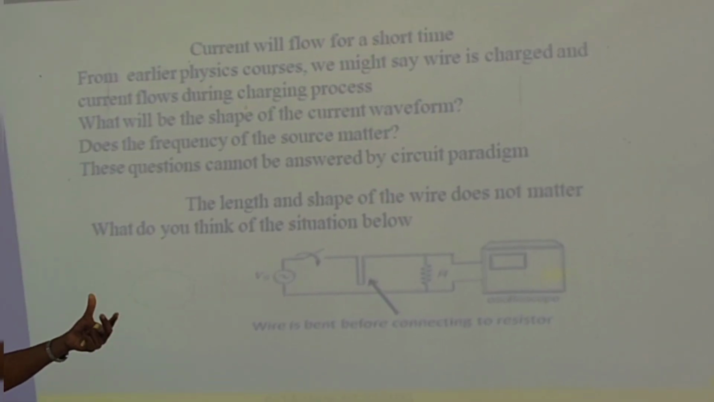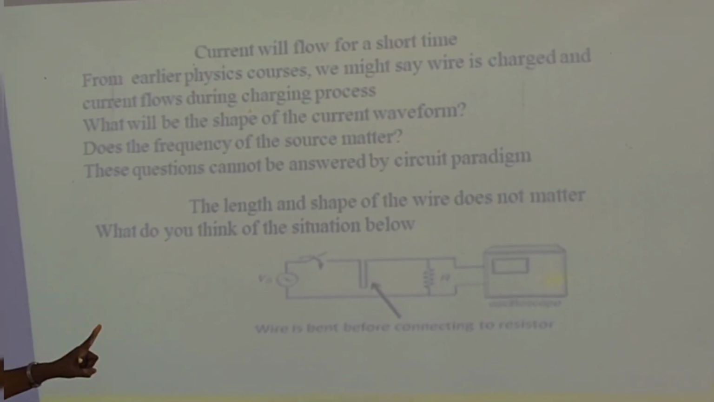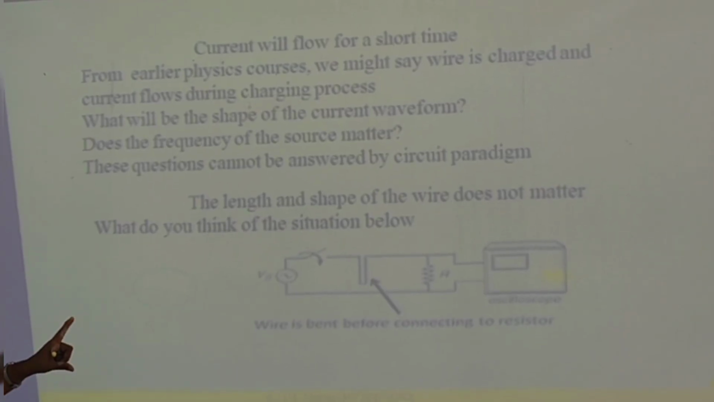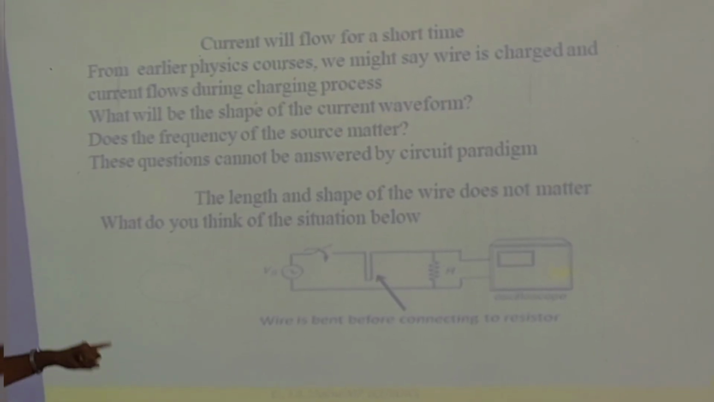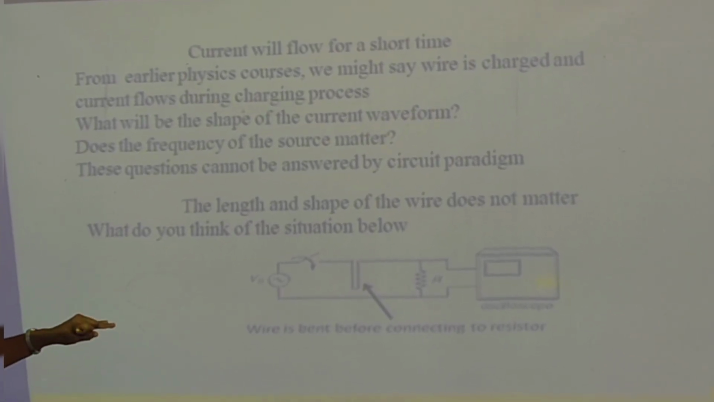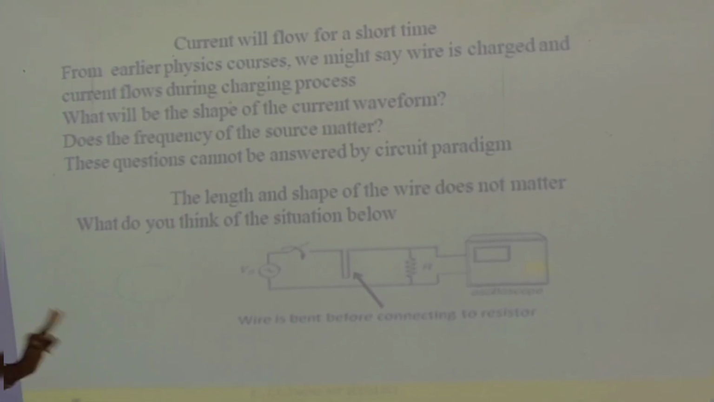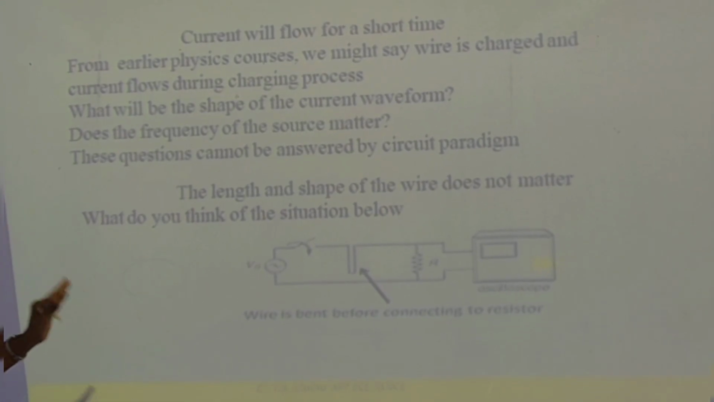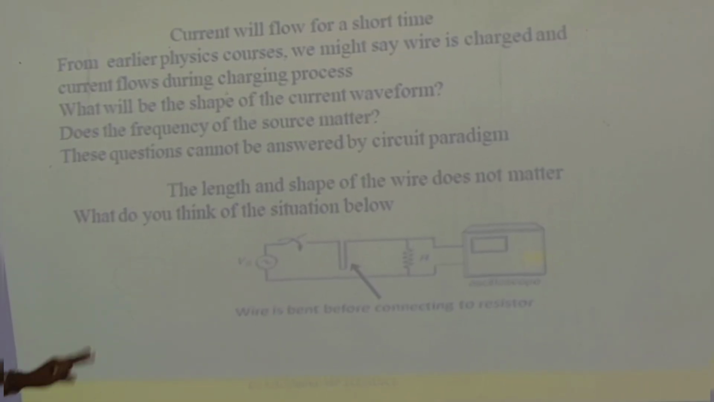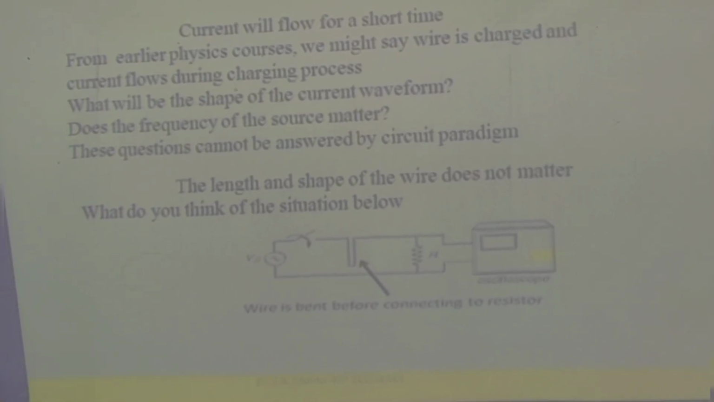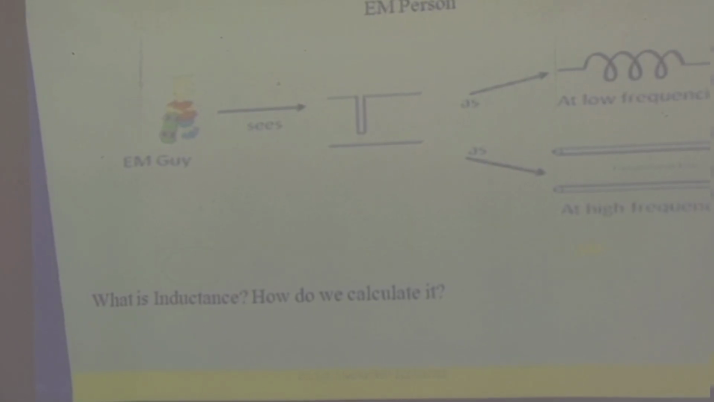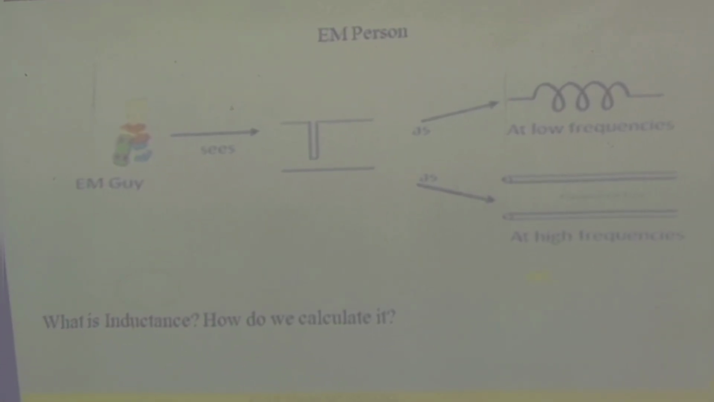So the frequency will get changed at the output. That is from the electromagnetic field paradigm. So frequency also changes. So current flows through the wire even when it is bent, but there is a delay. So the voltage and current, V by I, is described as a wave in electromagnetic field theory. So this is how the EM person sees.